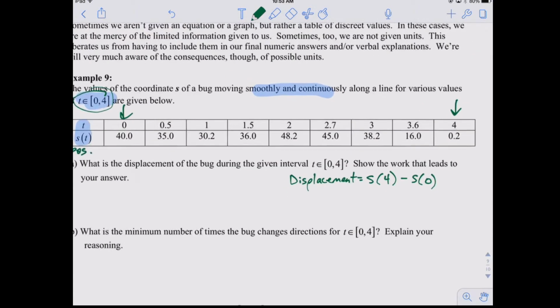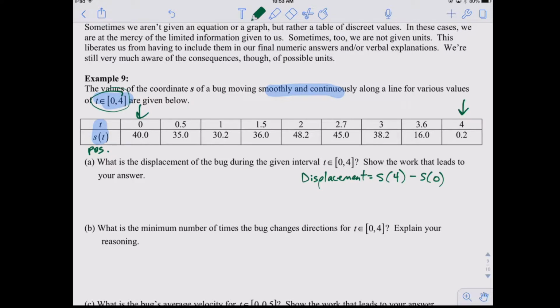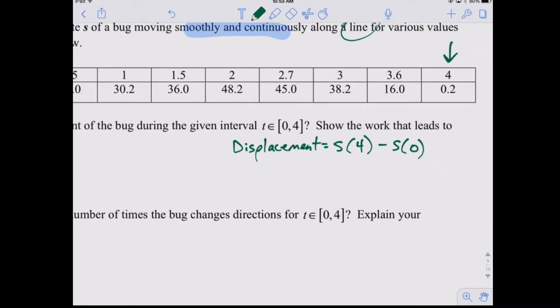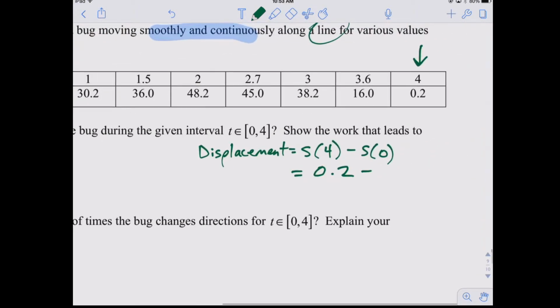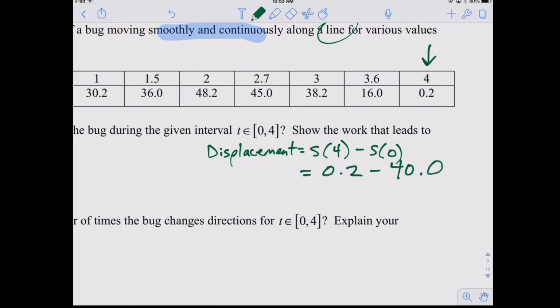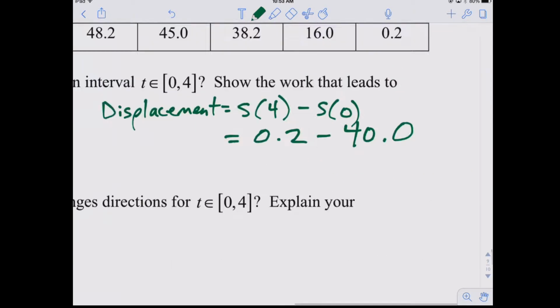Is this bug moving on a horizontal line or a vertical line, or does it say? No, so we got linear motion in general. We know it's moving along a line. That's really all that matters. Okay, so now I'll pull those values from the table, and hopefully they're there. s of 4 minus s of 0 is 0.2 minus 40, which is negative 39.8, I guess that's pretty accurate right there.